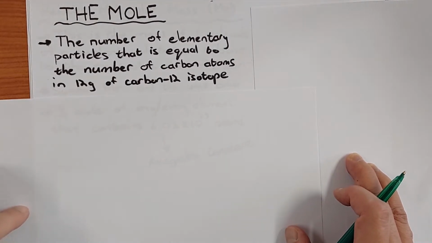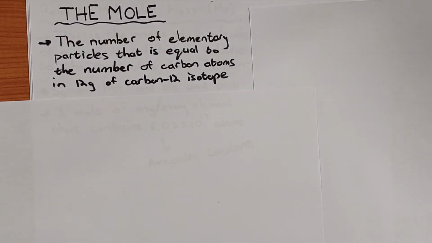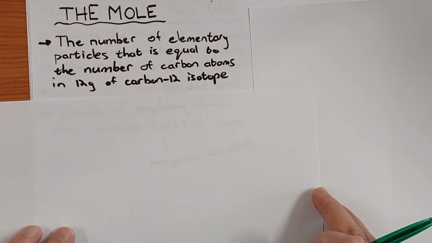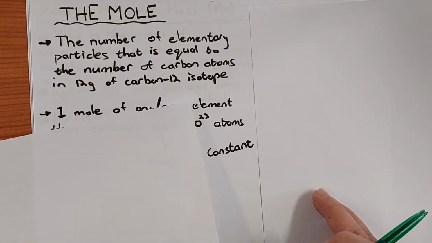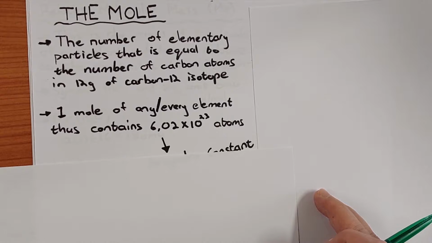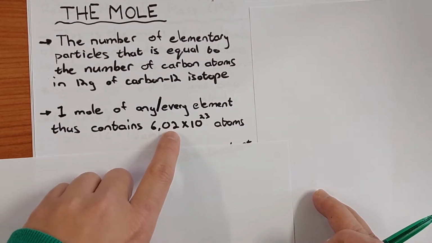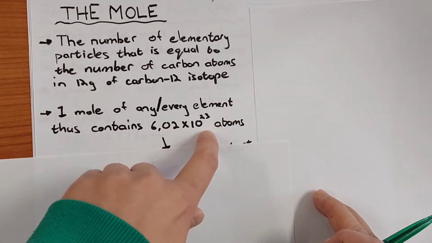Now, the mole is the number of elementary particles that is equal to the number of carbon atoms in 12 grams of carbon-12 isotope. Pretty much what they're trying to say is that 1 mole, relative to carbon, is 12 grams. So 1 mole, 12 grams, therefore it's relative to that. Or you can think of it like this: 1 mole of any element contains 6,02 times 10 to the power of 23 atoms.